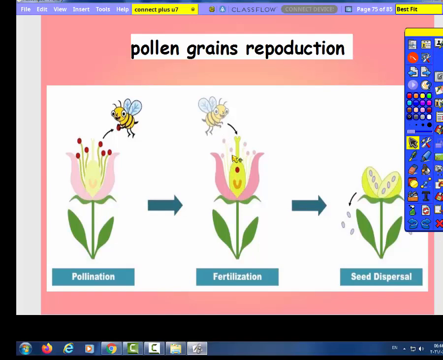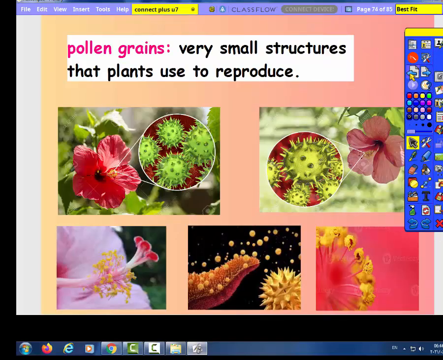And then the pollen grains mix with the cells in this flower to make what? To make seeds. After that, seeds fall on the ground to reproduce a new plant, like this plant's baby or offspring. Okay? So pollen grains means again very small structure or fine powder that plants use to reproduce.